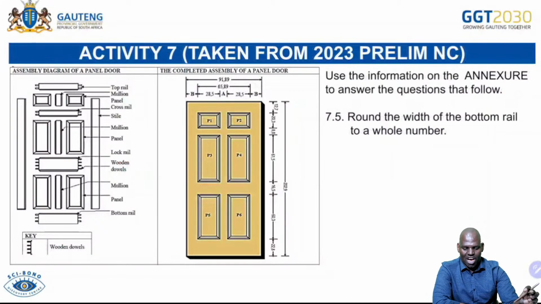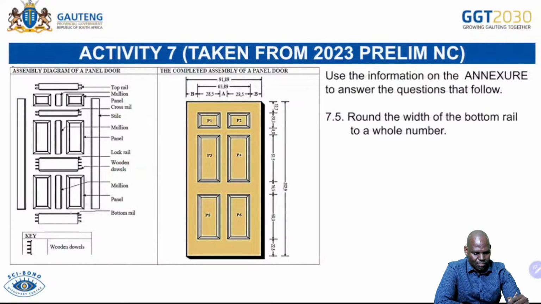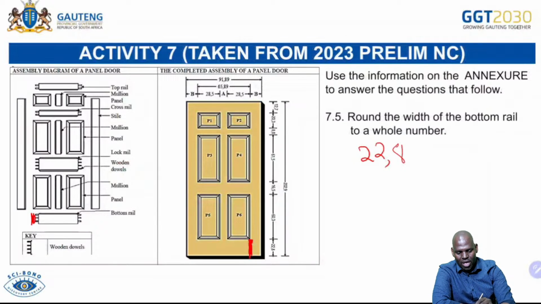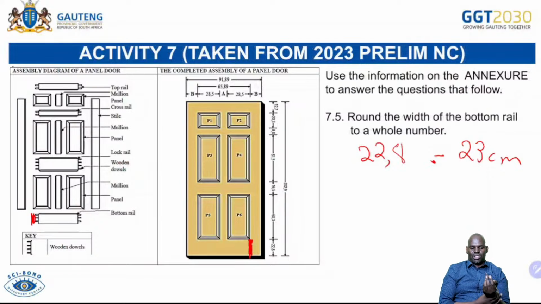Okay, then number 7.5, round the width of the bottom rail to a whole number. Write down the width of the bottom rail. So in this case, this is the bottom rail. The width of this bottom rail, we'll see it here, is 22.8. Then if we've got 22.8, we need to round it off to the nearest whole number. It means it's 23. So that is 23 centimeters.